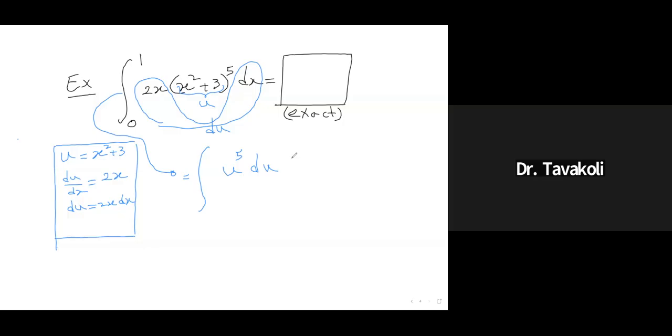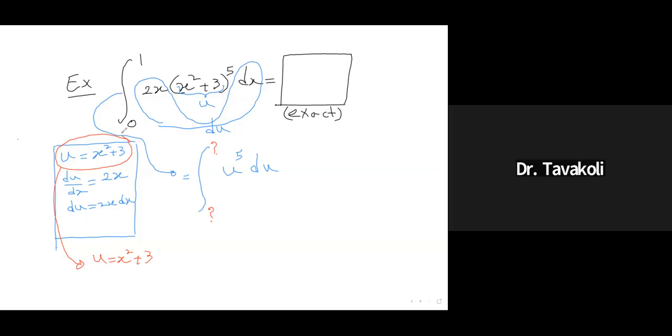Now here comes the important step of figuring out what the new limits of the integral are. In the original problem, that 0, 1 corresponds to x. So x runs from 0 to 1. Now I need to know that as x runs from 0 to 1, u runs from what to what? That relationship between u and x is given by this equality. Look here, u is x squared plus 3.